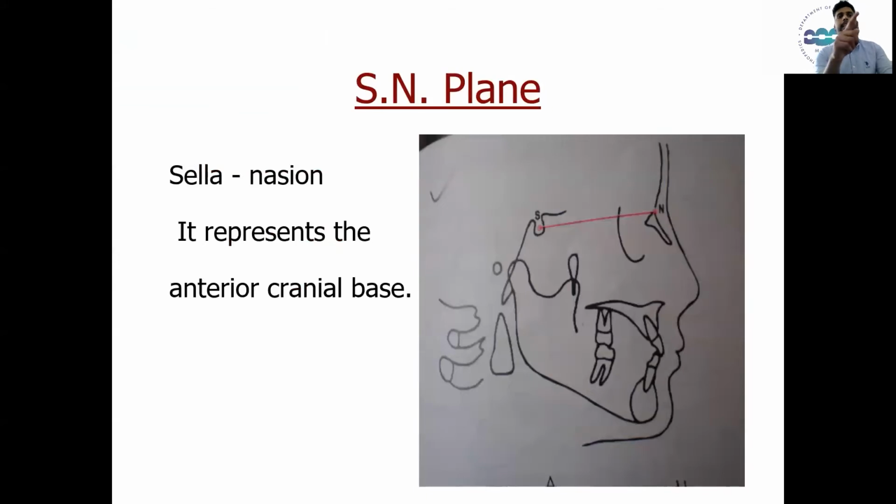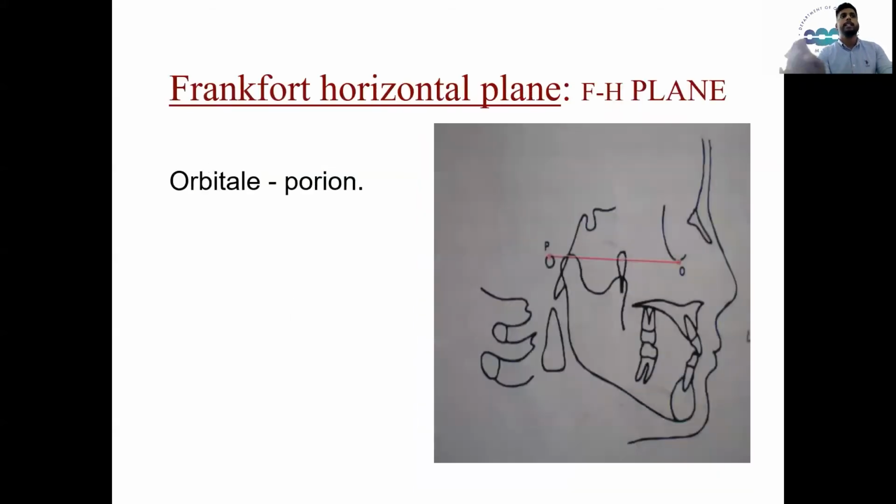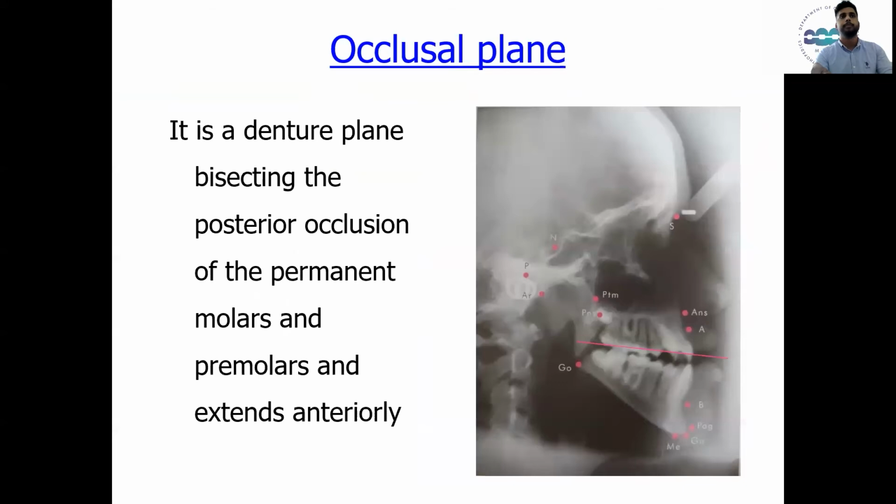You can see in the picture, the sella is marked and the nasion. The line connecting sella to nasion represents the anterior cranial base. Next comes the Frankfurt horizontal plane. It's a line connecting porion and orbitale. That is the FH plane, Frankfurt horizontal plane.